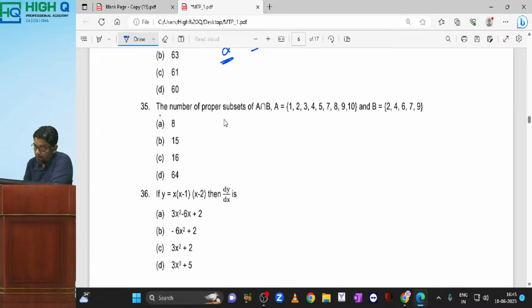Now, number of proper subsets of A intersection B. Yes, 2 power n minus 1. Let me find out A intersection B. What is A intersection B? 2, 4, 7, 9. So total 4 elements. Am I right, my dear? Total how many elements? 4 elements. So 2 power 4 minus 1. 15.